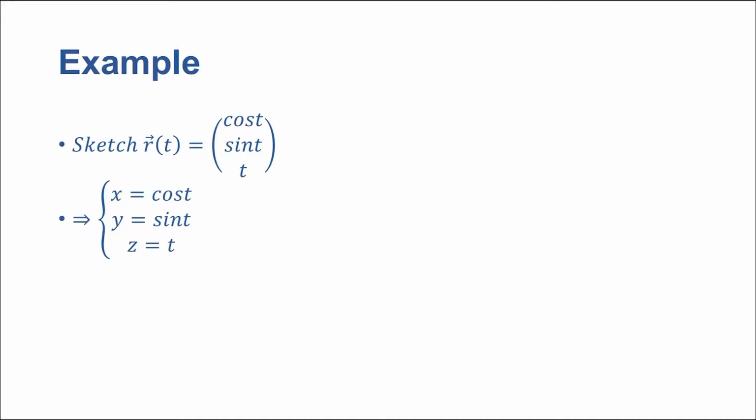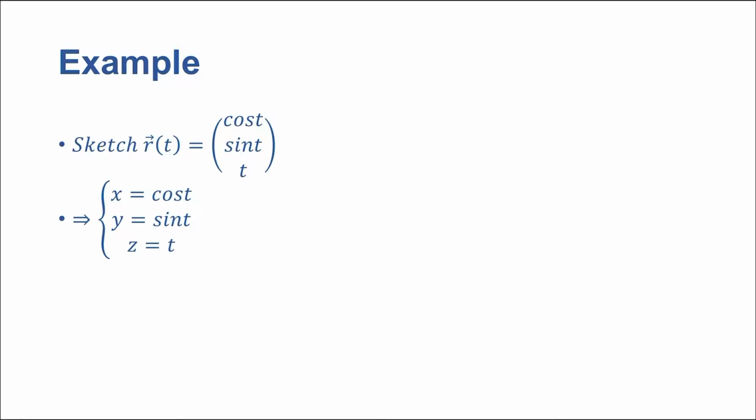Let's just do a couple of examples. This is a very easy concept, and I don't think we need to spend too much time thinking about it. So I would like us to sketch r of t equals cosine of t and sine of t. Now we can turn this into a set of parametric equations. Notice how I haven't put any restrictions on t, because we don't really need to worry about that.